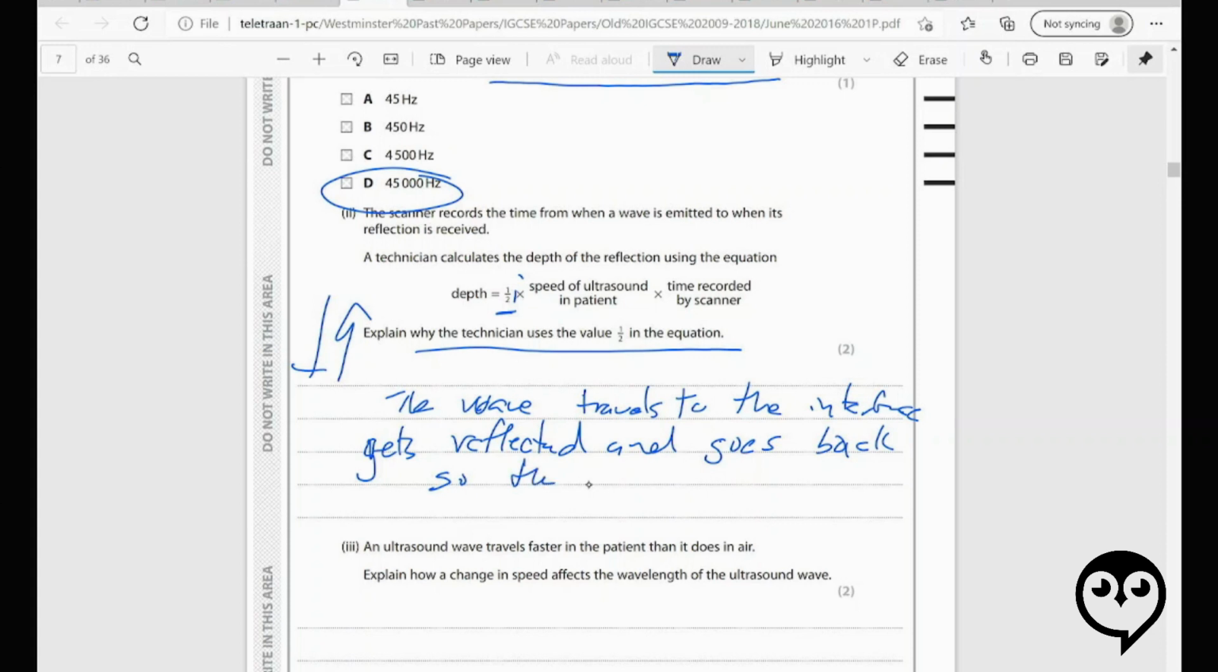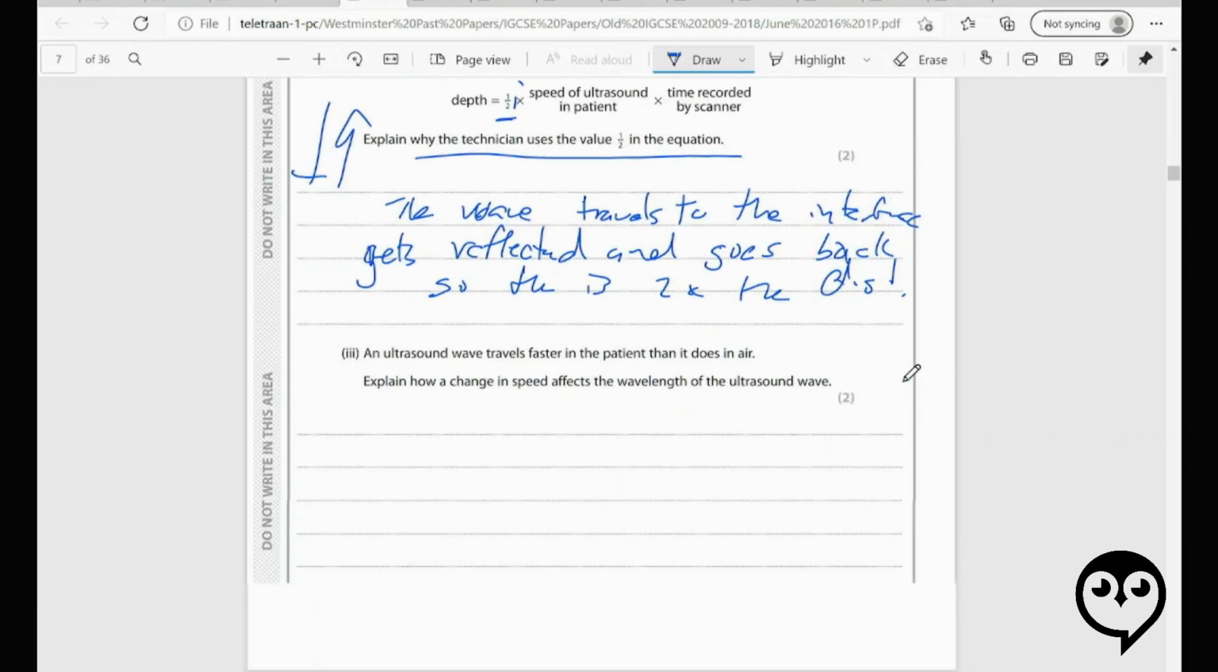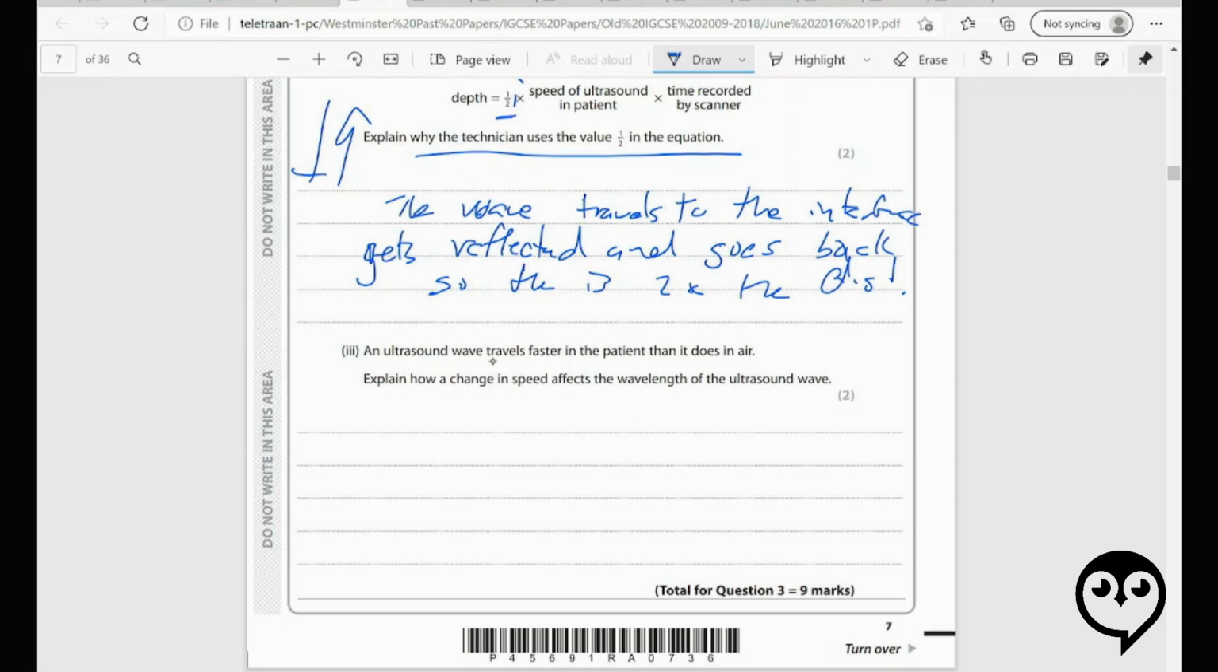So that is twice the distance, and we need to account for that basically. Something to that effect, something along those lines. Right, ultrasound travels faster in the patient than it does in the air. Explain how the change in speed affects the wavelength. Okay, well, you've got your wave equation. You can just say something along the lines, the source of the sound is constant. If it is traveling at a higher velocity, it will also have a larger wavelength.